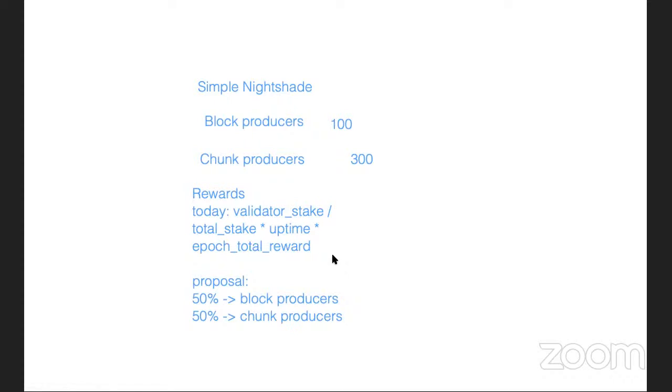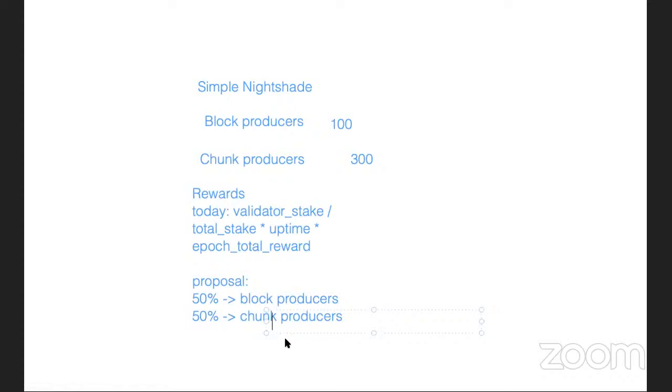Right. So yeah, I think one of the concerns here is, what you said, yeah, that is a concern, I would say, but I don't think that's even the crux of the problem. Obviously there are some constraints for chunk producers, right? For example, we want each shard to have some minimum number of chunk producers, right? And the number cannot be too small.